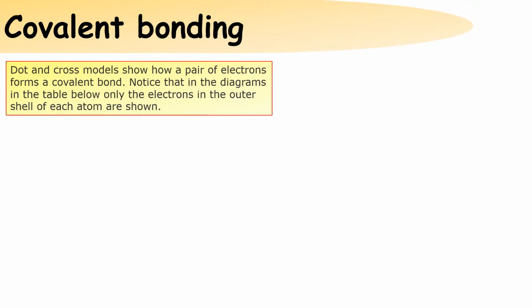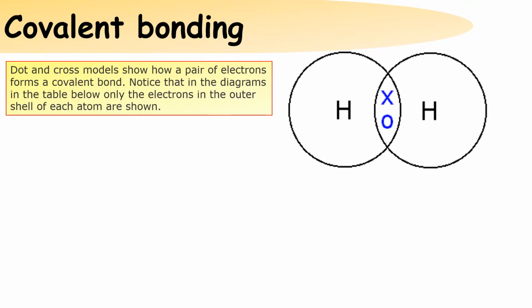Dot and cross models show how a pair of electrons form a covalent bond. In hydrogen, each hydrogen has one electron on its outer shell. Remember that atoms want full outer shells. The first shell can hold 2 electrons, further shells can hold 8. So each hydrogen needs to share 1 electron with the other hydrogen to get their 2 electrons. So in this example, they both now have 2 electrons each.